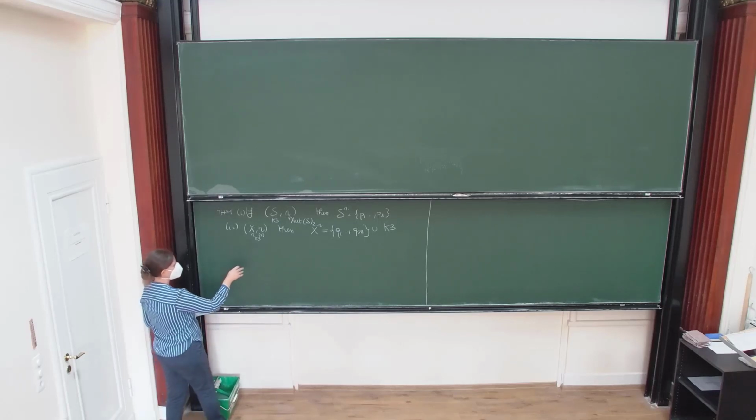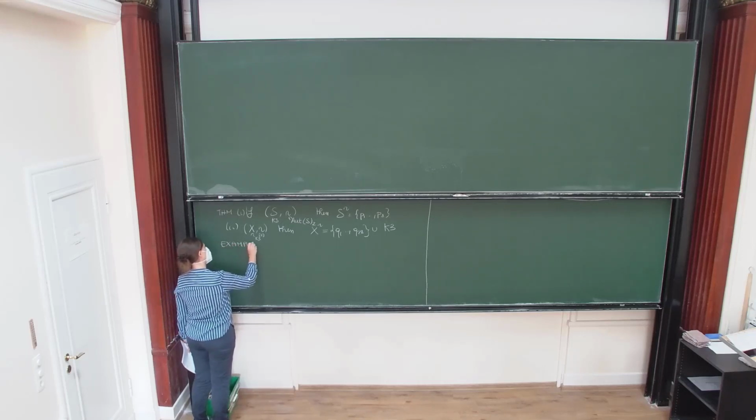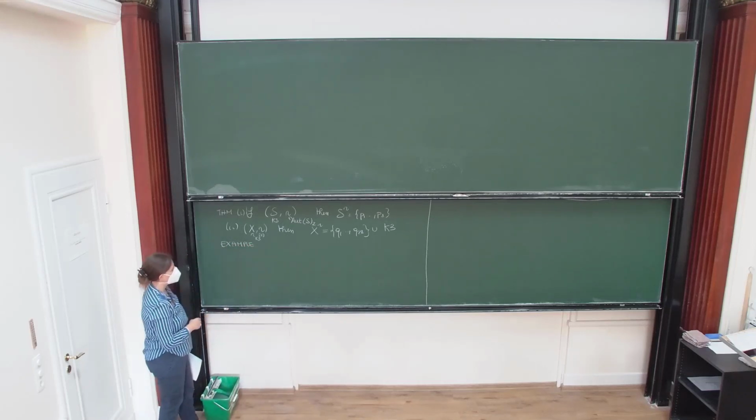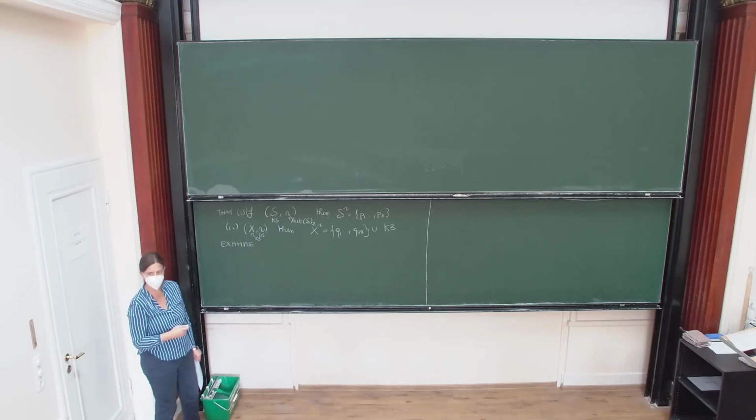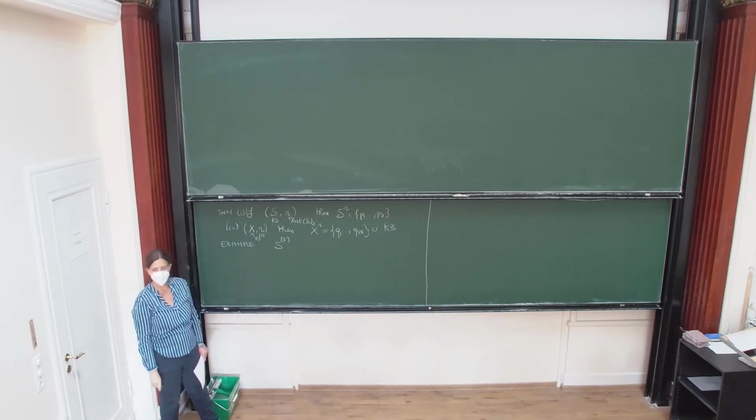So let's see an example. Let's do an easy example, that is a good way to warm up. So let's consider the Hilbert scheme of a K3 surface.